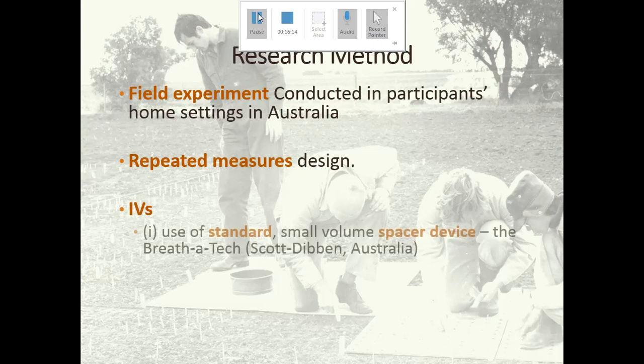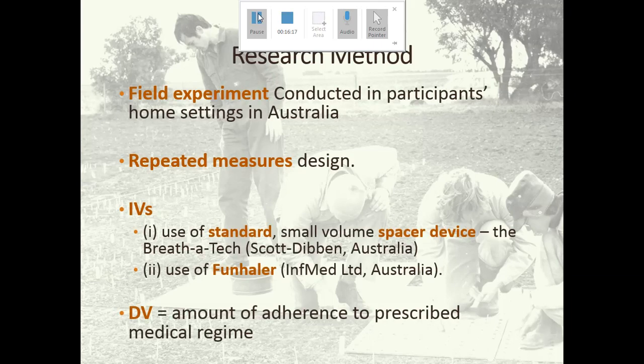So your research method. This was a field experiment, conducted in Australia, and it was done in the participants' own homes. It was a repeated measures design. They were looking at whether the behaviour, which is adherence to their treatment programme, was better or worse when they were using the traditional spacer compared to when they were using the Funhaler. All the children participated in both conditions, the traditional spacer and the Funhaler.